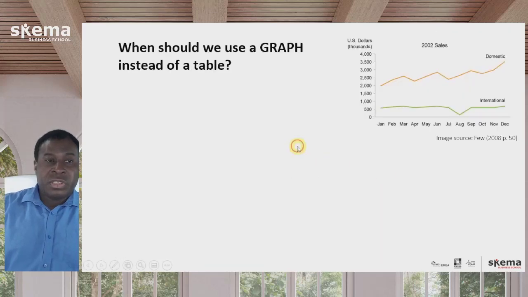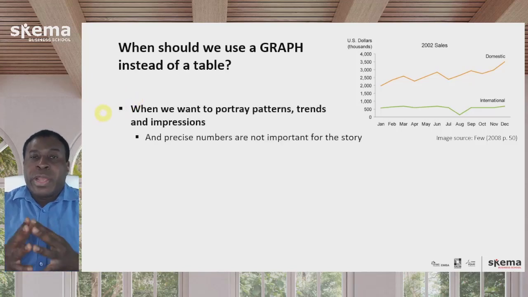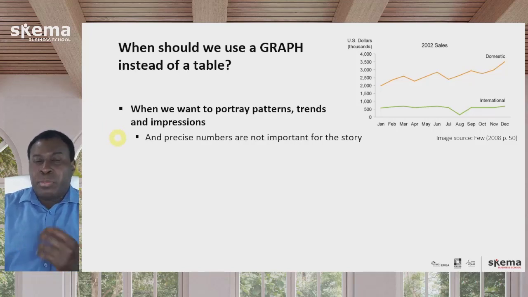Next, on the converse, when should we use a graph instead of a table? Now that we see that tables are very useful, but when is a graph better? In general, whenever we want to portray patterns, trends, and impressions. In contrast to tables, in a graph, you don't usually have precise numbers, and the precise numbers are not important for the story. For instance here, this compares domestic sales with international sales, and it's hard to know the exact sales for any month because the graph doesn't pinpoint that.